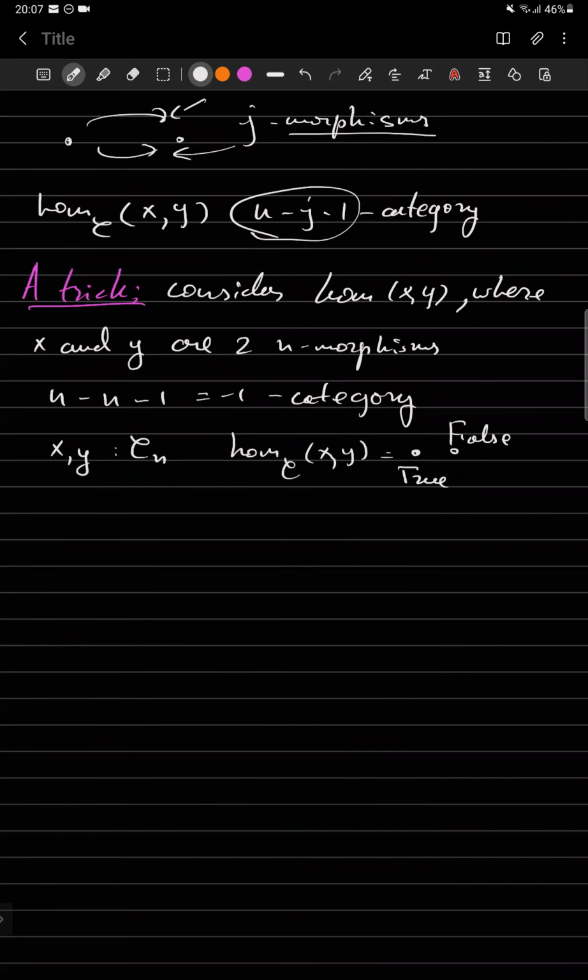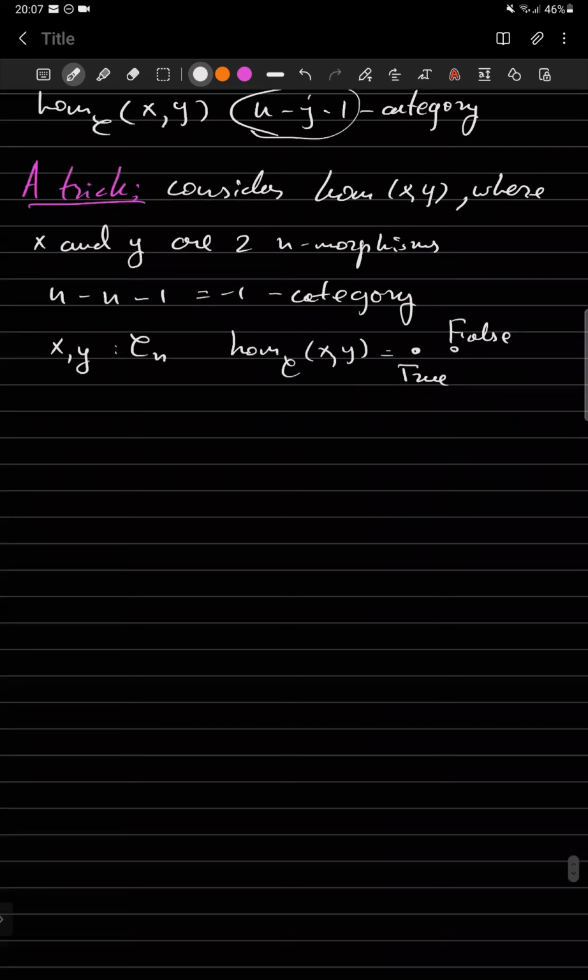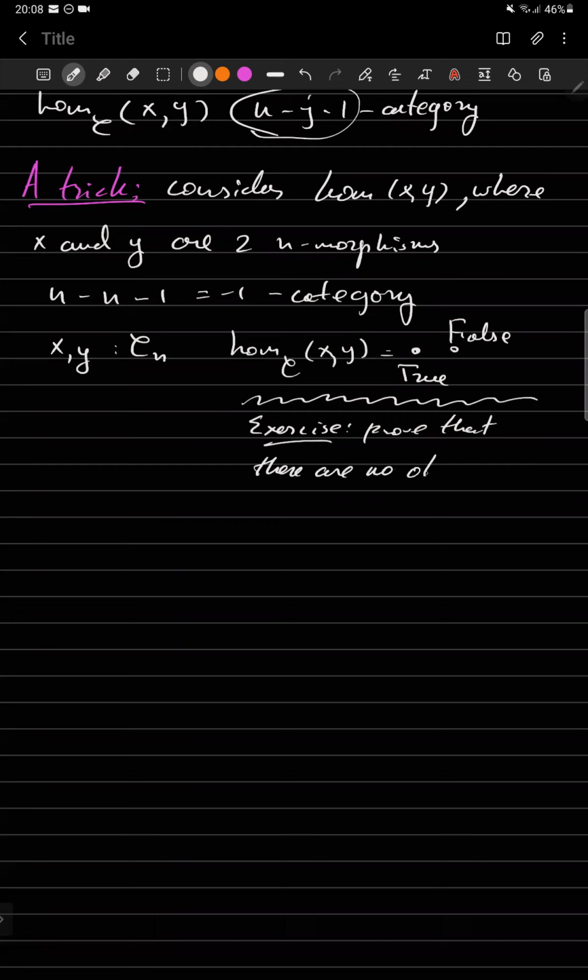And we can actually prove that there are no other minus one categories, but I will not do this right now. It's just a simple exercise, so maybe I can leave it for exercise. Proof: there are no other minus one categories.